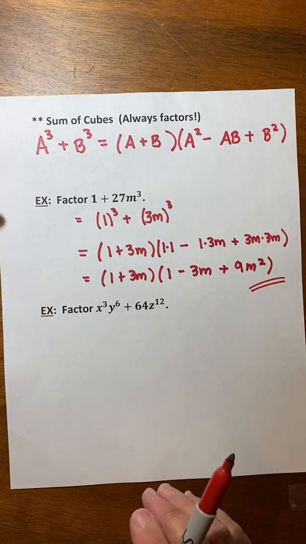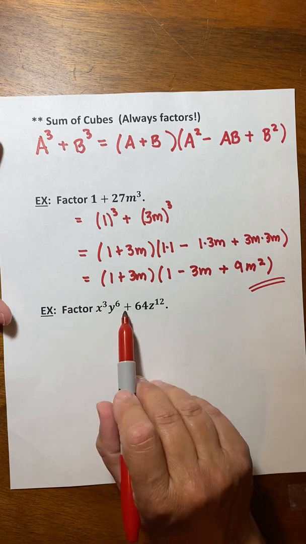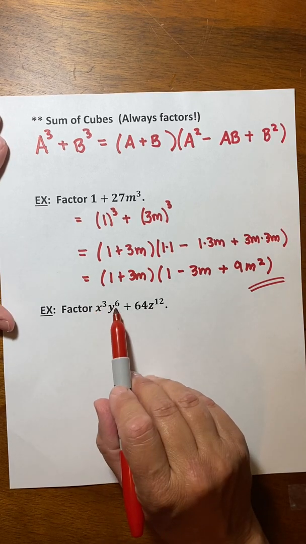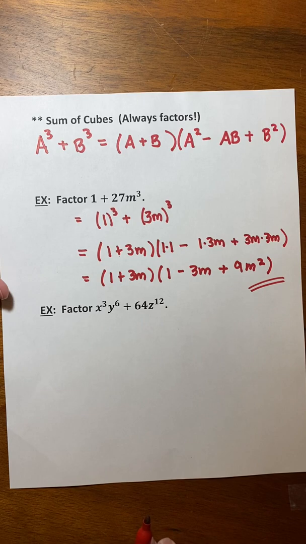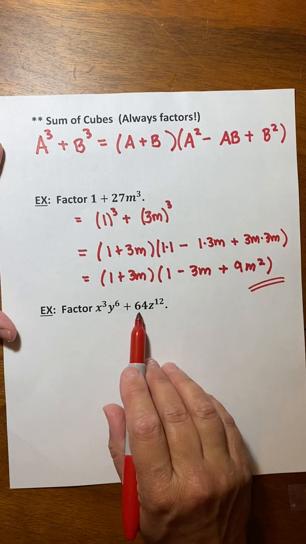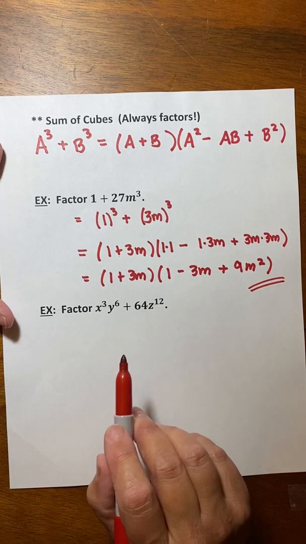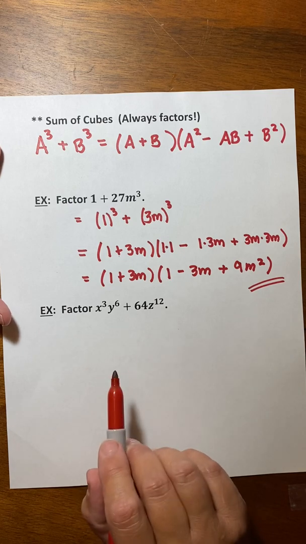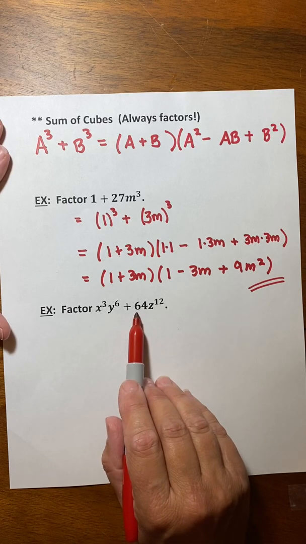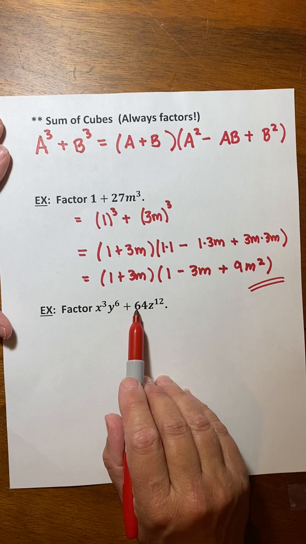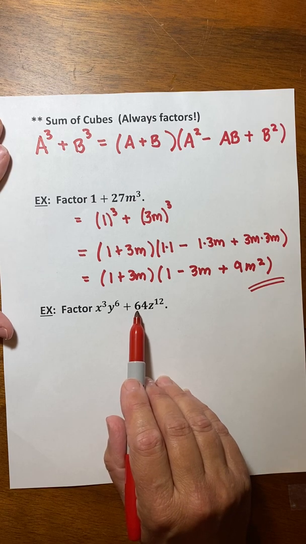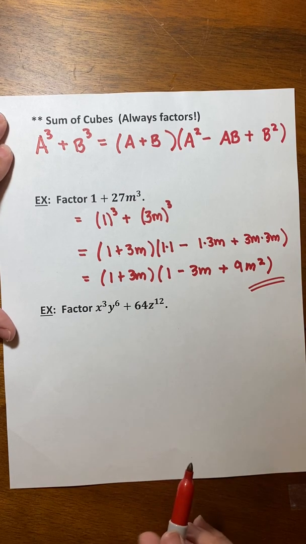So let's do one more that's a little bit trickier. I see a sum, I see a cube, keeping in mind that these powers are both multiples of 3. Also, 64 is a perfect cube number. Careful, 64 is both a perfect square and a perfect cube number. 64 is 8 squared, so we can use it in the difference of squares. We can also use it in the sum and difference of cubes because it's 4 cubed.